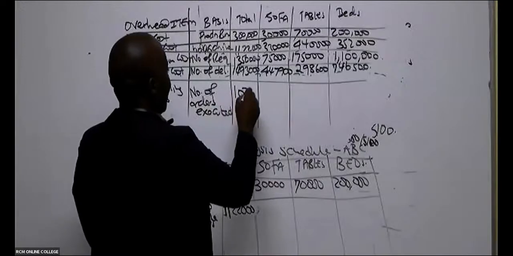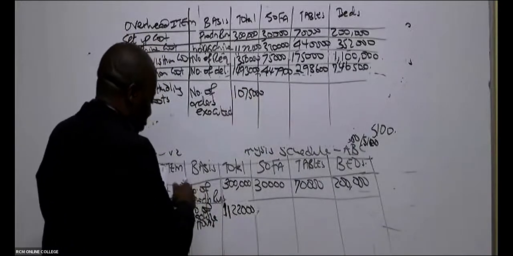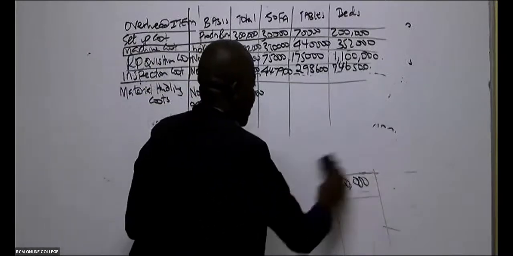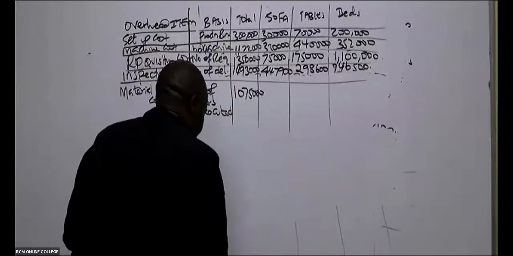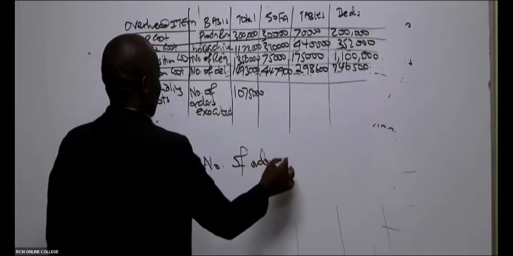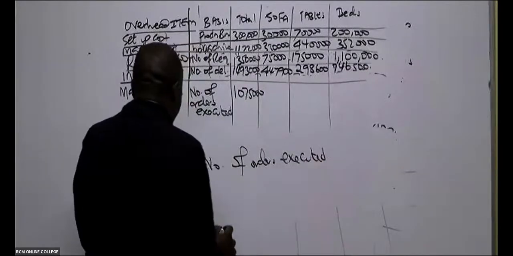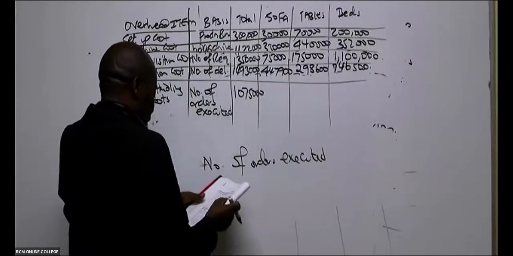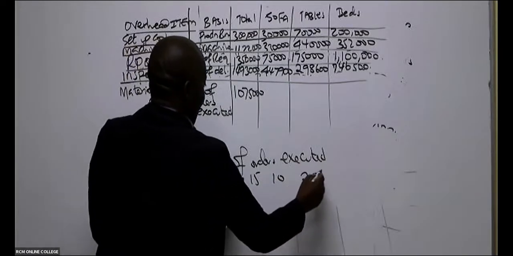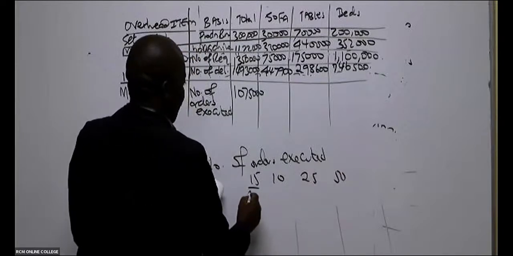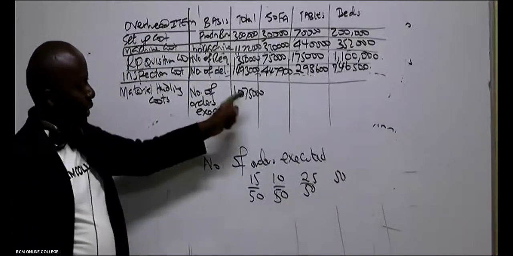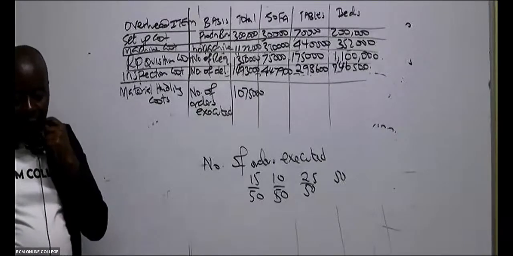$107.75, isn't it? 1,075,000. And then of course you can see the number of orders executed down there. It's given there. We have, ladies and gentlemen, 15, 10, 25, and the total is 50. So over 50, over 50, over 50. Please apportion this for me.